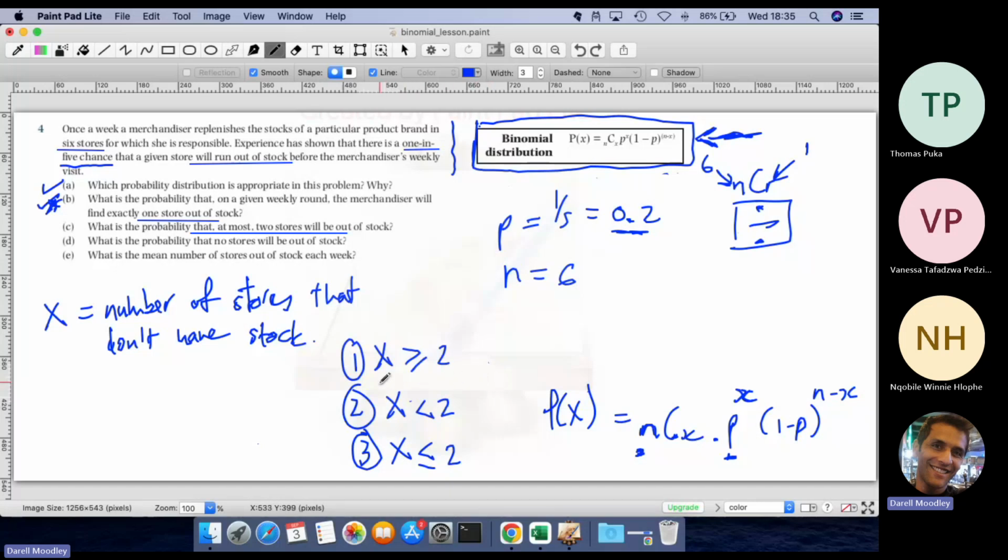And you need to make an attempt in the chat, people. Come on, just give it a shot. Is it option 1, 2, or 3? You just need to tell me which one you choose. This is very important that you understand, because if you get this wrong, then everything else goes wrong when you answer this question. So this is crucial. What is the probability that at most 2 stores will be out of stock? Would you choose option 1, 2, or 3?